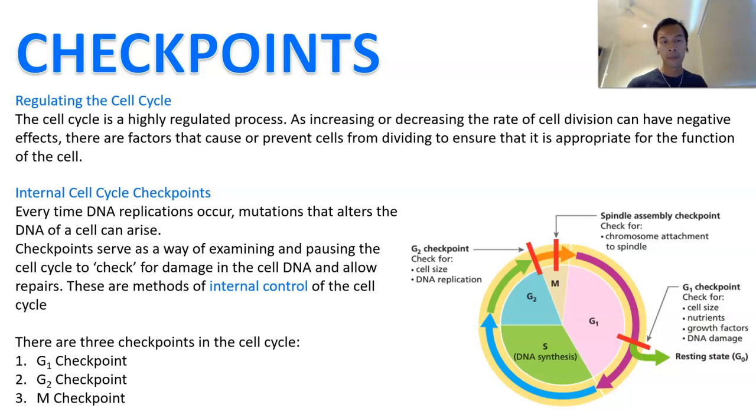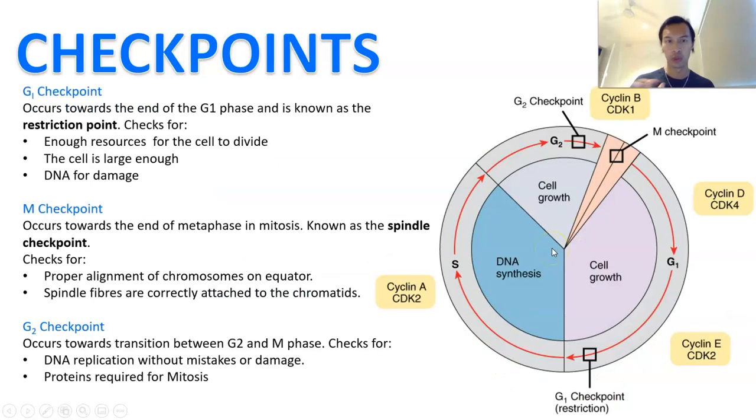There are basically three checkpoints that occur throughout the cell cycle, okay? The first one occurs in the G1 phase, around about here, just before it's going to either enter into the S phase or the resting phase G0. The second one occurs at the end of the G2 phase, between G2 and the mitosis phase. And then the last one occurs inside the mitosis phase in metaphase. All right, let's have a look.